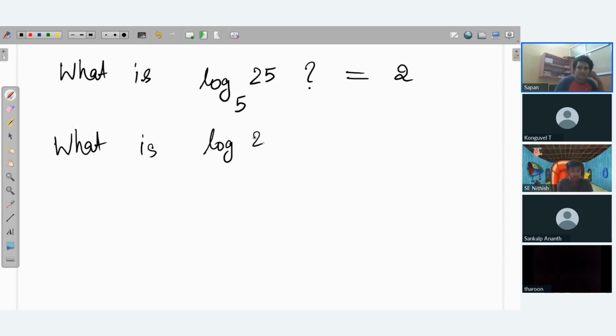What is log 25 on base minus 5? Two, sir. Negative 2? No, it's still 2, because minus 5 squared is again 25. That's all. Okay.